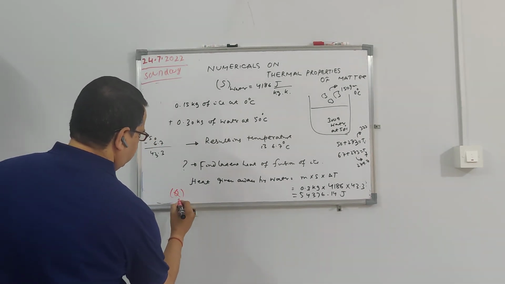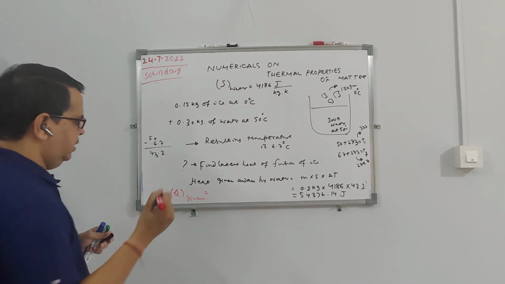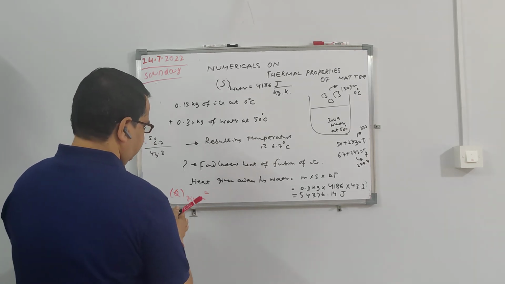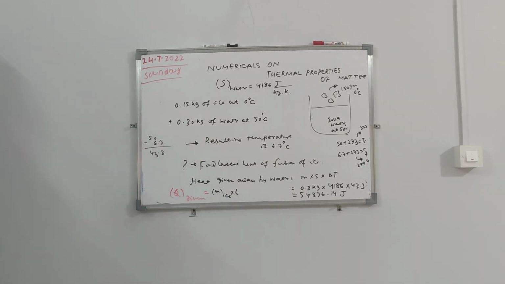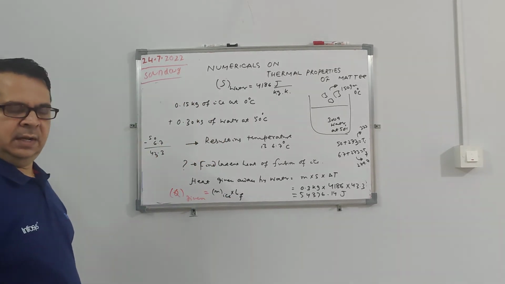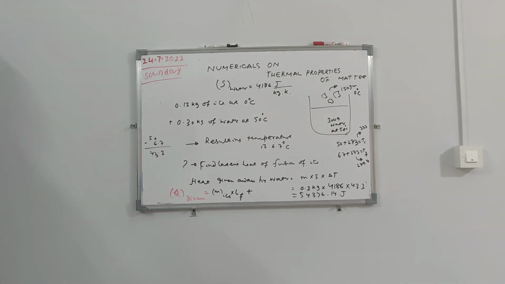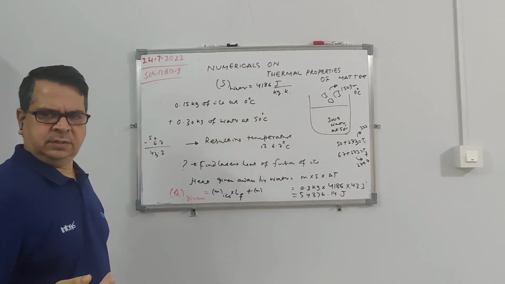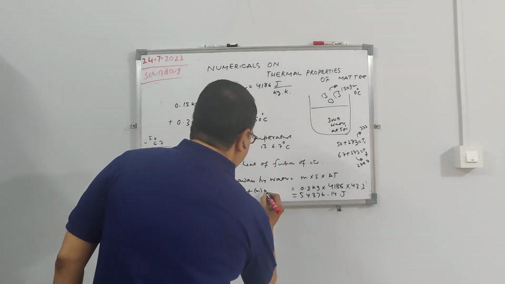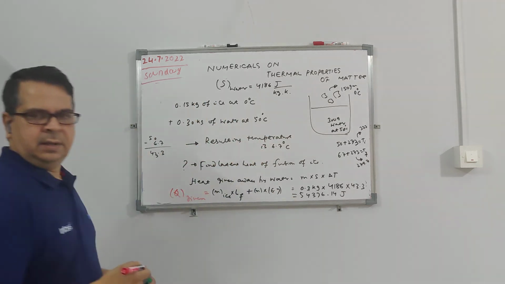So Q given is going as the mass of ice, m ice, into the latent heat of fusion, LF. Plus, the same mass of ice, since mass will remain the same, it has become water, so m into 0 to 6.7. So you have to multiply it by 6.7.